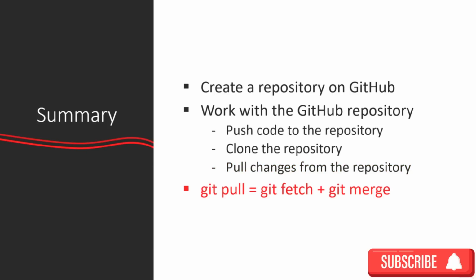In the last clip, you also learned that the git pull command does actually a git fetch and a git merge of the remote branch. If you want to download the commits from the remote repository without merging them into your local branch, you can do that with the git fetch command. Now you know how to work with a remote repository on GitHub.